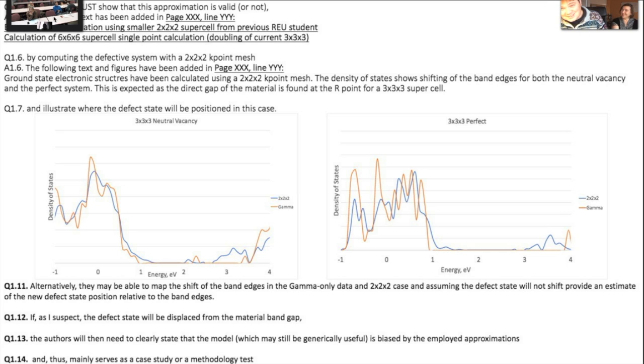That should be right. I would say that should be correct, because regardless of vacancy or not, you're going to see this migration of the band edges coming in. The vacancy state itself doesn't change a whole lot, but you see a similar modification to the band edges in both of the systems. Thank you.